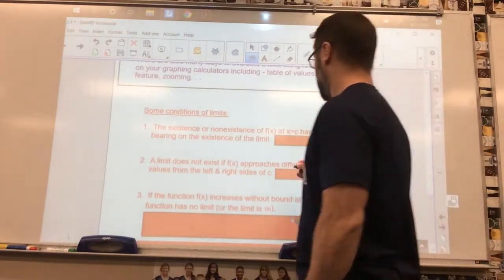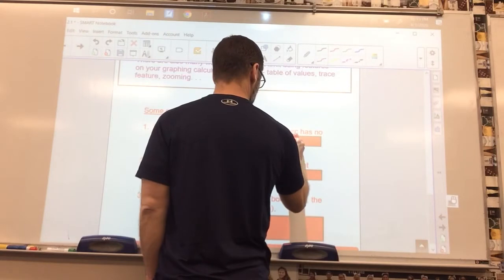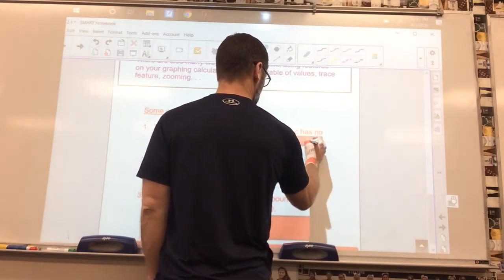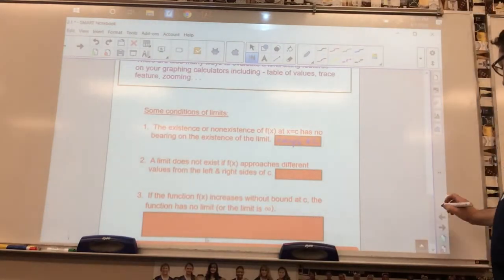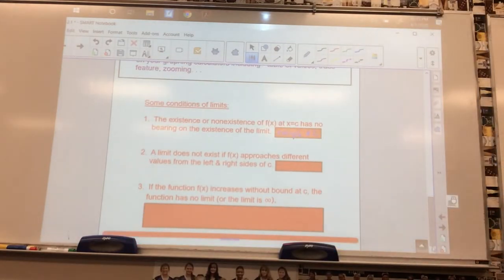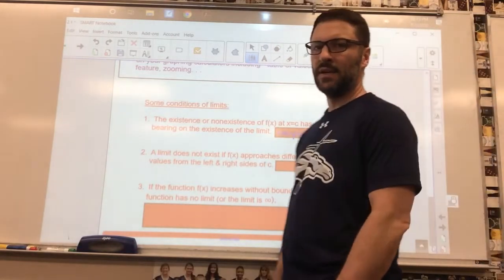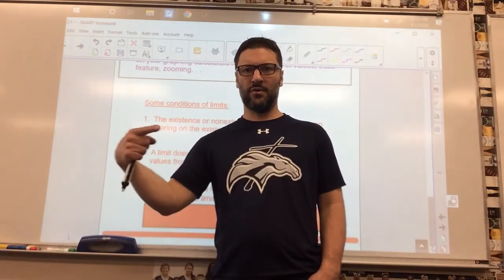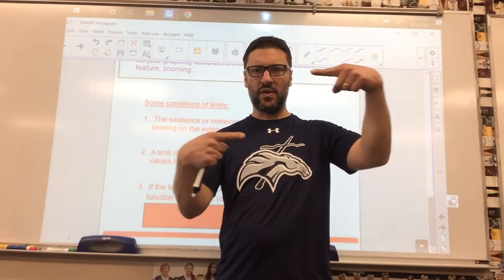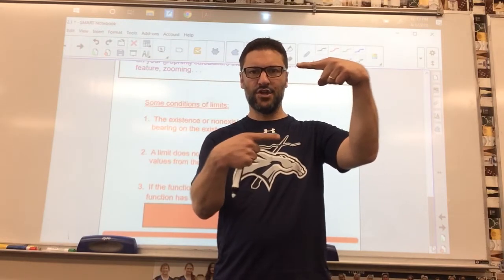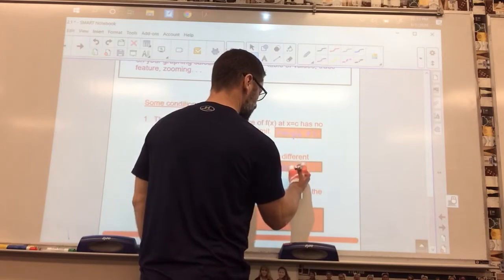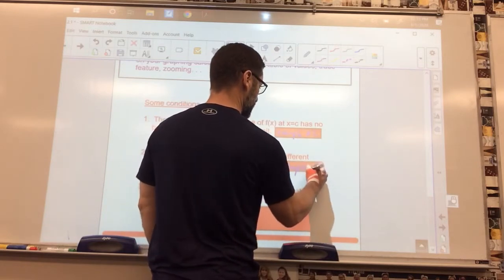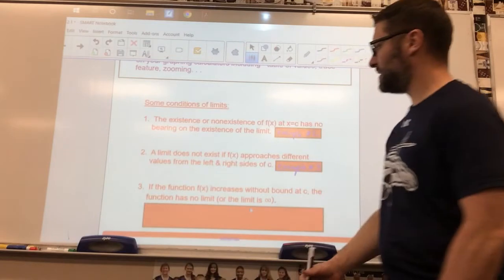And this is example number 2. A limit does not exist if f of x approaches different values from the left and the right of c. That was like example number 3. You had one graph coming in this way and one graph coming in this way, and they did not converge on anything.